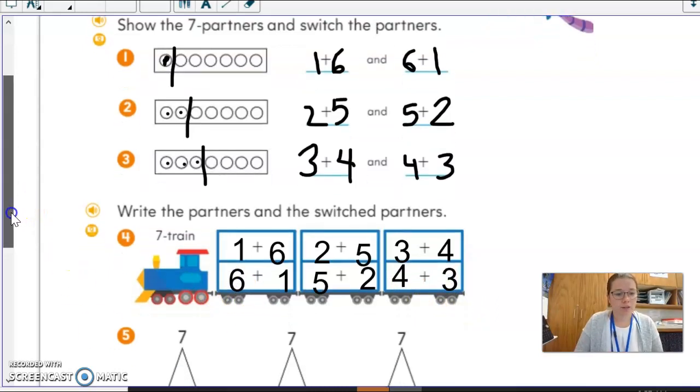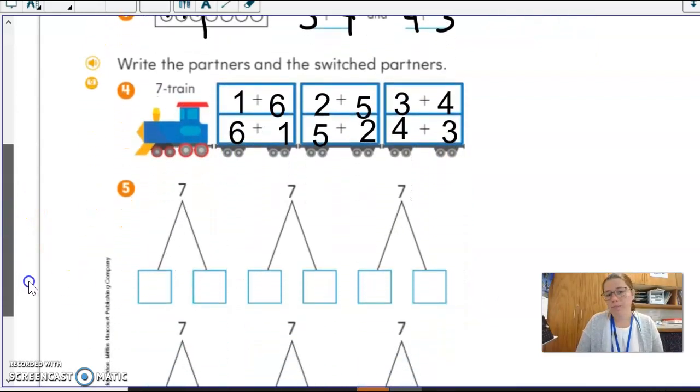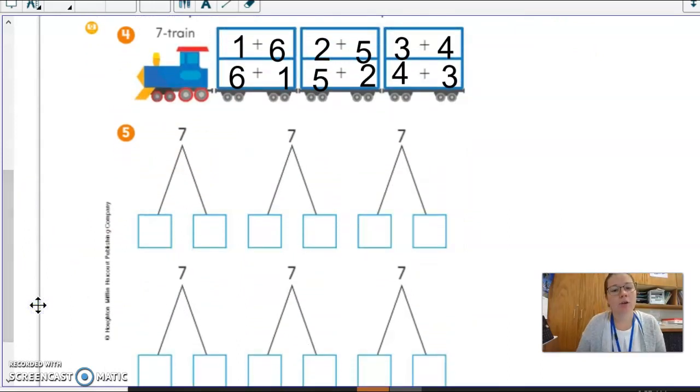All right. Last but not least, on the Math Mountains in number 5. Same thing, we're practicing those partners of 7, but we're going to put them into the partner boxes down here. Remember, 7 is the total. It goes at the top. So we're going to take 1 plus 6 and put it in here.